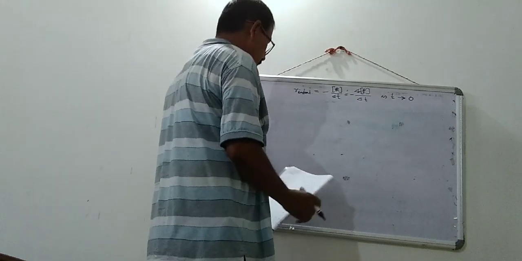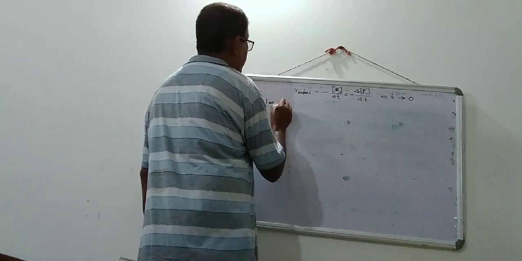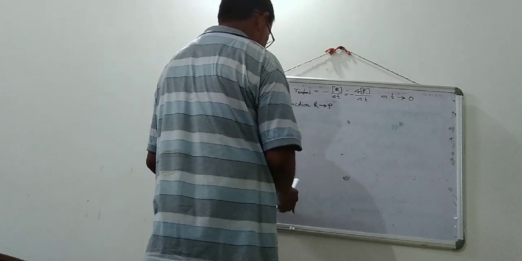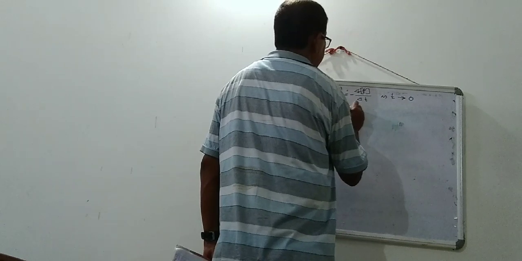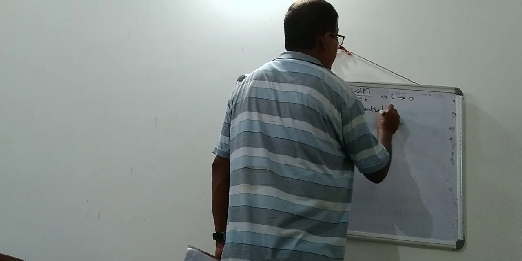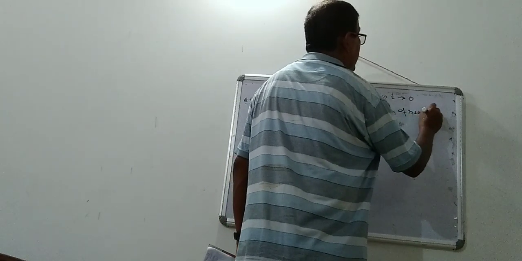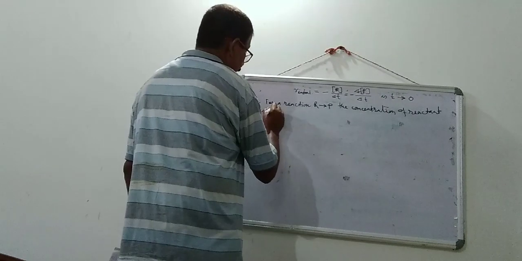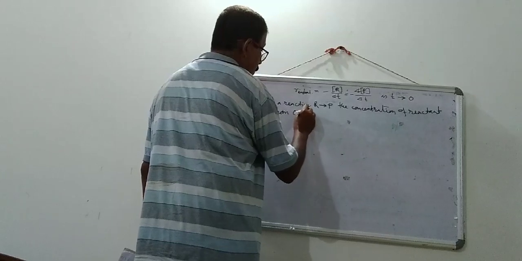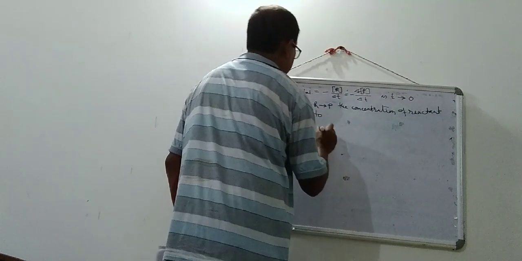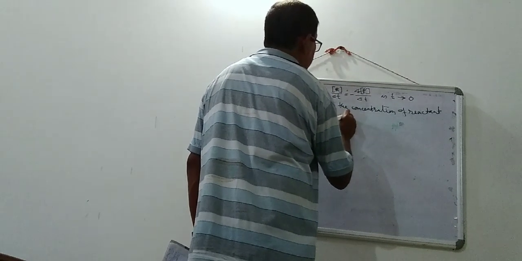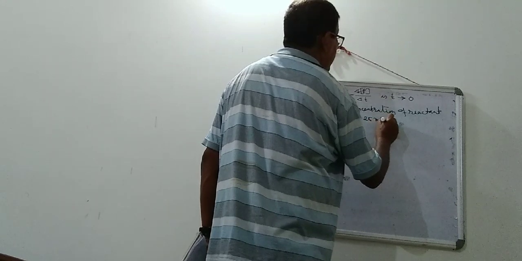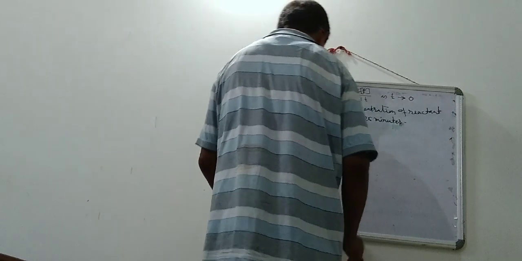Question 4.1. For a reaction, reactant to product, the concentration of reactant changes from 0.03 mole to 0.02 mole in 25 minutes. Calculate the average rate of reaction.